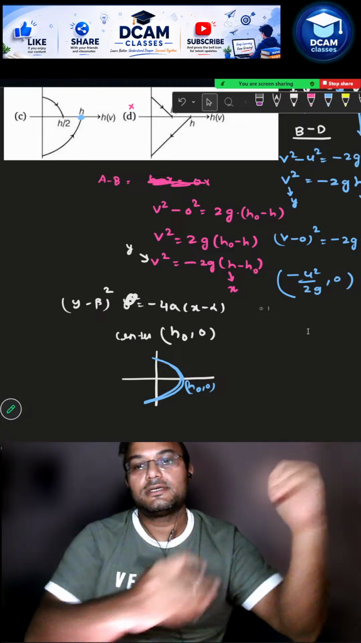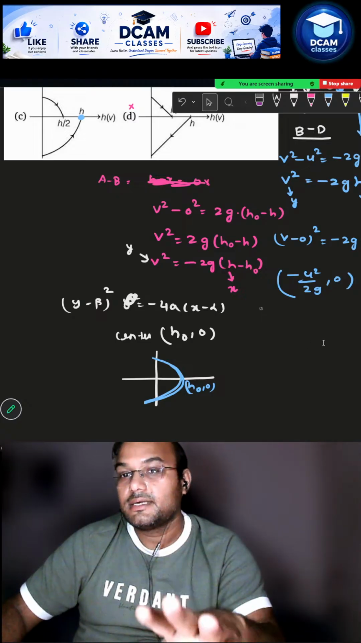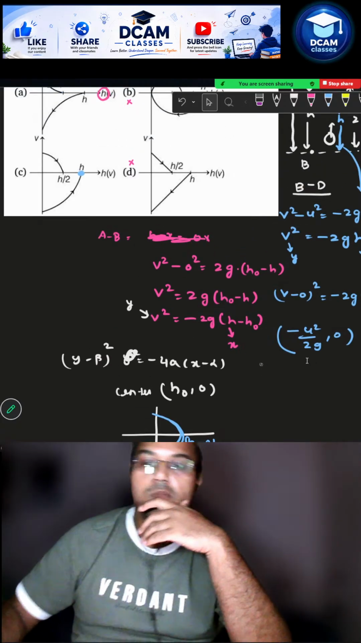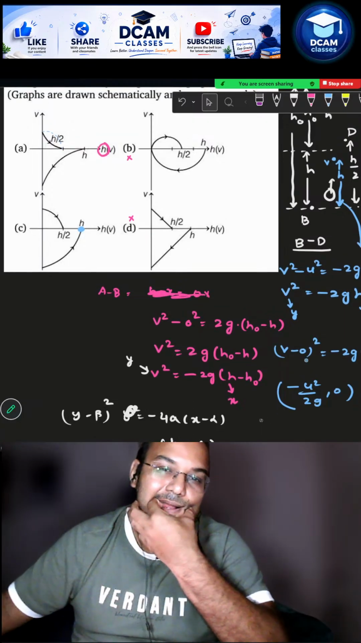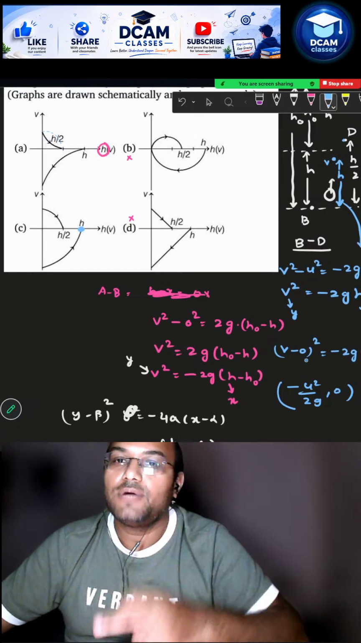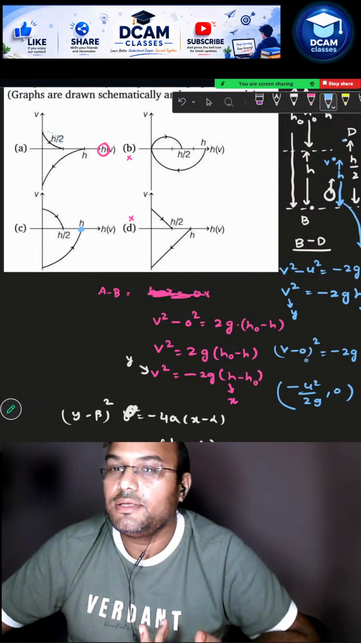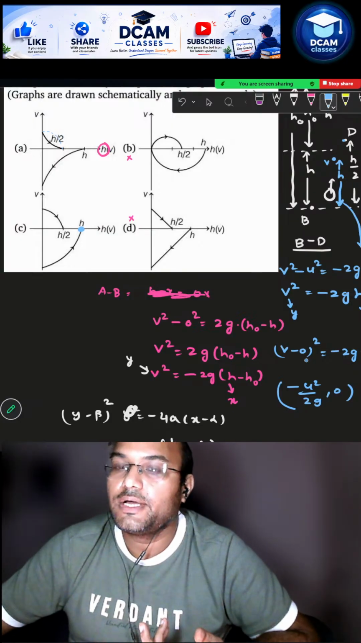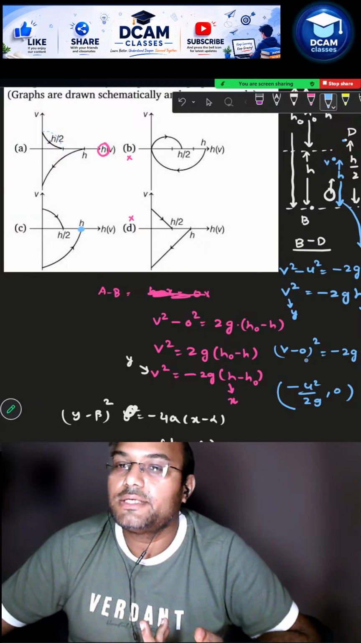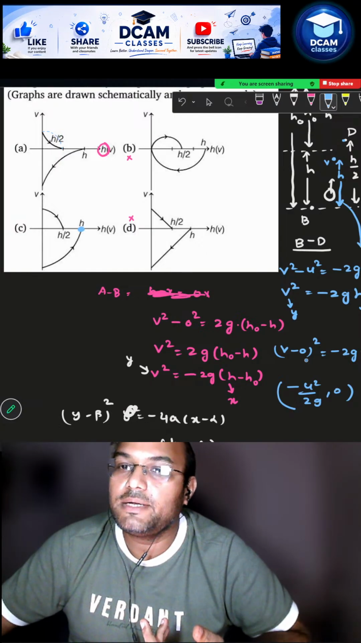Again reversed. But if you see, because it is reaching up to height h by 2 only, you can say v square, 0 square minus u square is equal to minus 2g h by 2. So u square is equal to 2g h by 2, I can write. So u square by 2g is equal to h by 2, you will say.